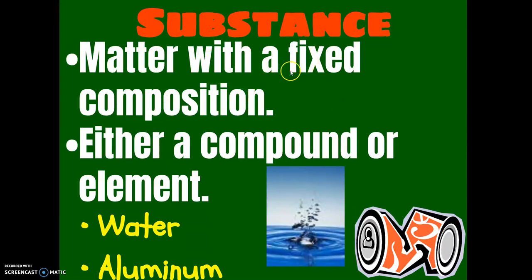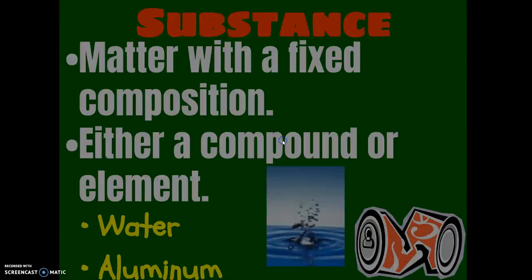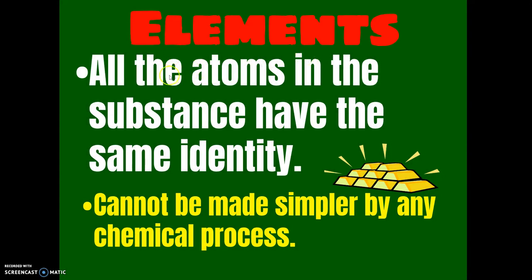That means it doesn't change under normal circumstances. And there are two different types, element or compound. So elements are the atoms in the substance where they all have the same identity: protons, electrons, neutrons. They cannot be made simpler by any chemical process. So these are going to be things you find on the periodic table. Gold would be an example.